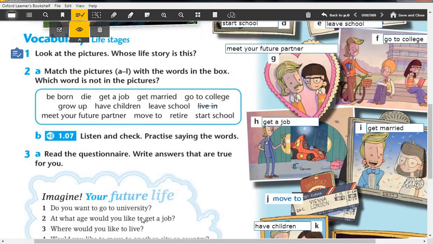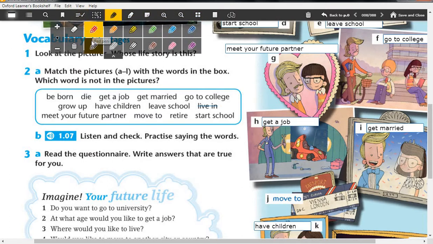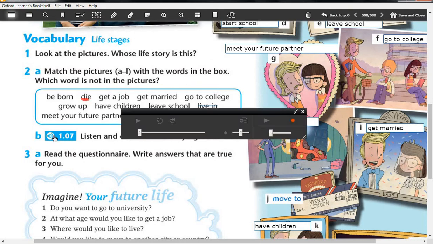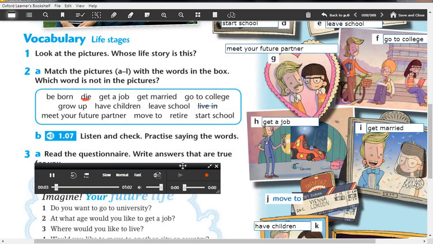And here it is asking us which word is not in the picture. Okay, let's zoom it at, let's show it. Die. Wait a little bit. Die is the answer. Now listen and check. Practice saying the words. Let's listen. Track 7, page 8, exercise 2.